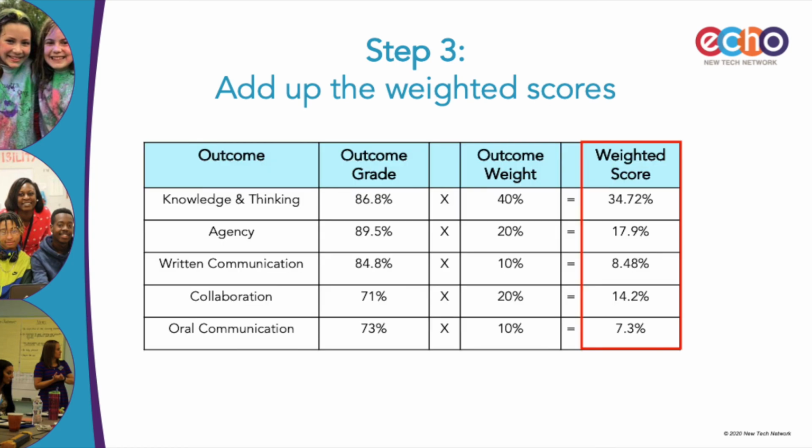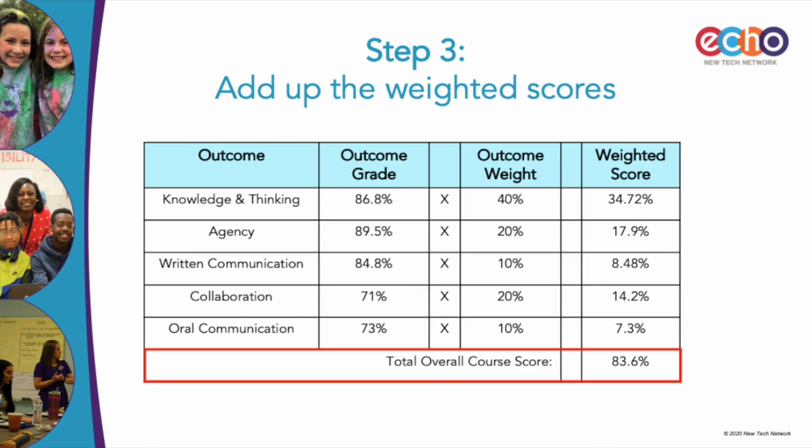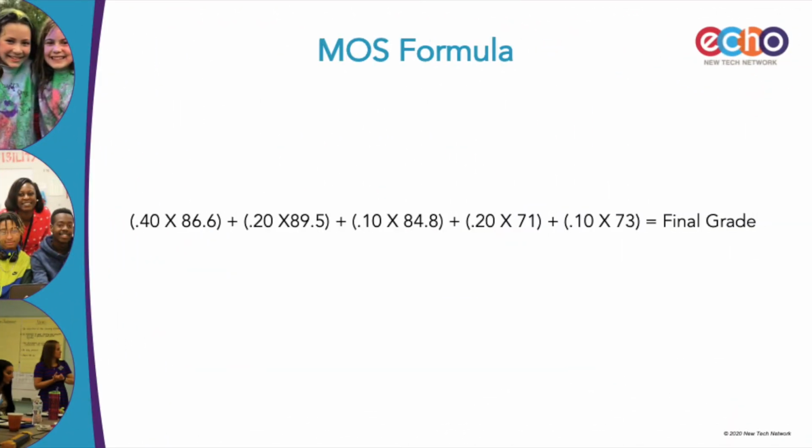Step 3 is to add up the weighted scores to get the final course grade. In its simplest form, the formula looks like this. There you have it. This is how the Multi-Outcome Scoring Gradebook calculates student grades.